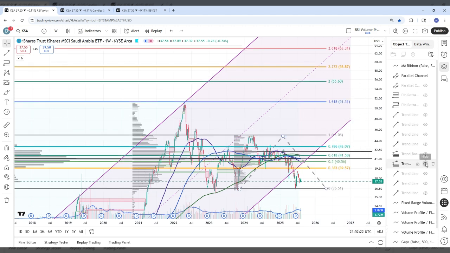If I do another fib extension from this bottom to the top to the bottom here, you can see the 1.68 is right at the top. That lines up pretty nice. You can see this 382 has got a lot of touches. So it's a pretty good extension.